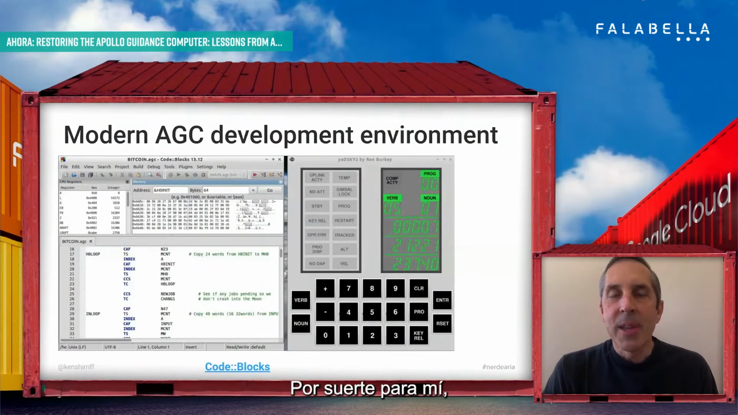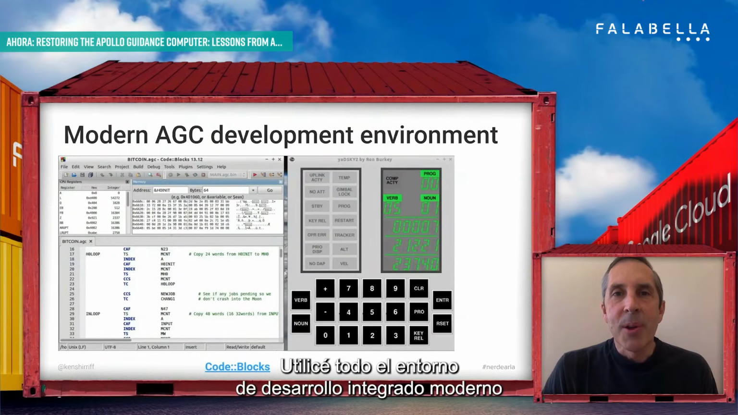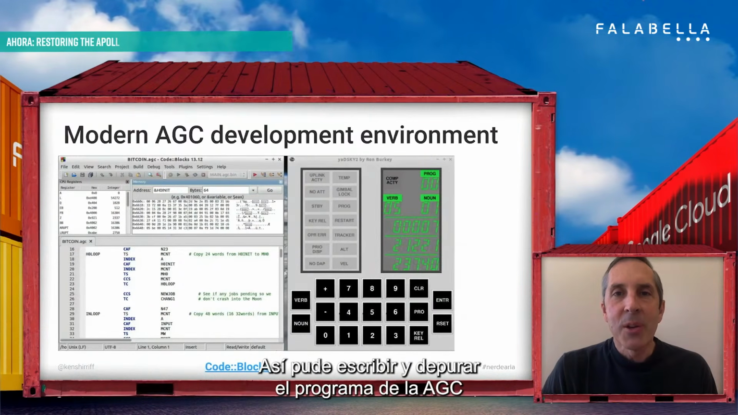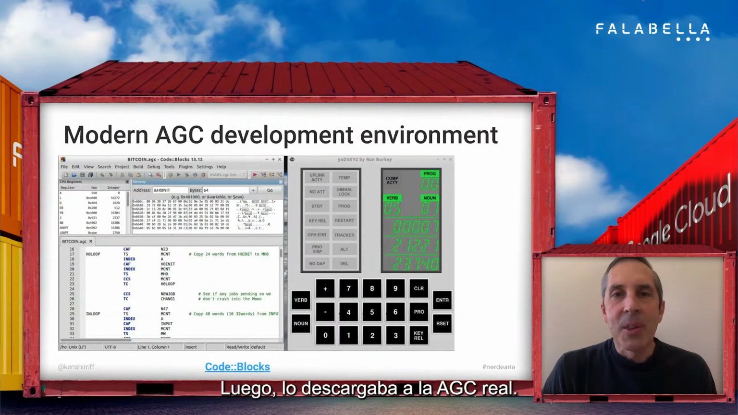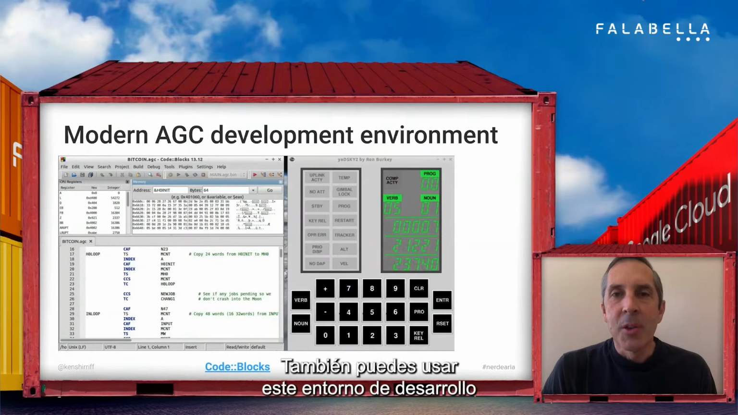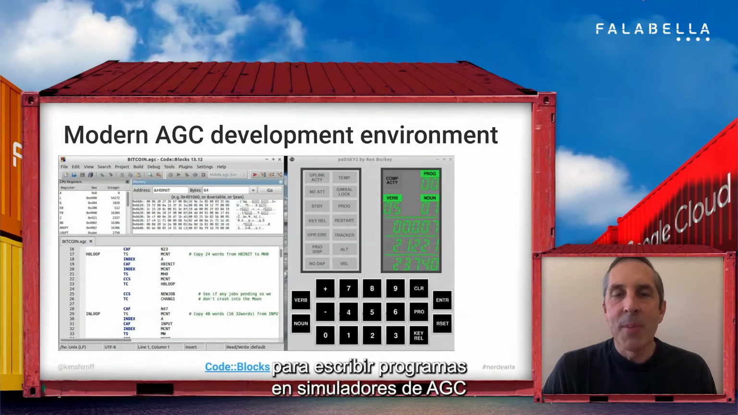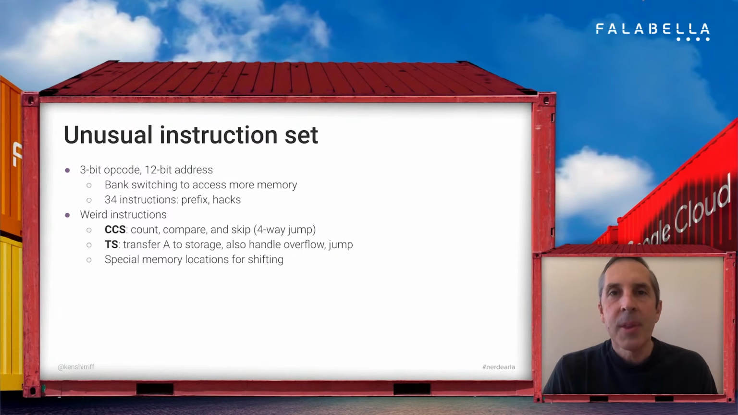Now, fortunately for me, when I wrote an AGC program, it was much easier. A group built a modern integrated development environment called Code Blocks, so I could write and debug an AGC program on my laptop and then download it to the real Apollo guidance computer. You can also use this development environment to write programs and run them on a simulated AGC if you don't have a real one available.